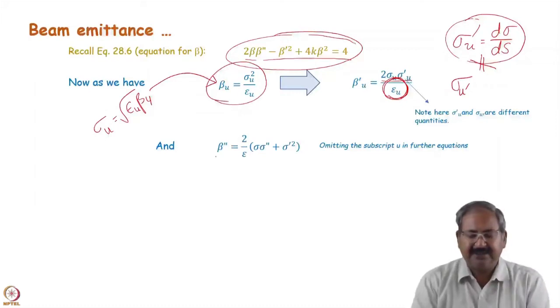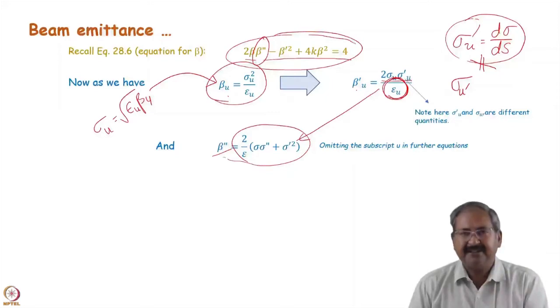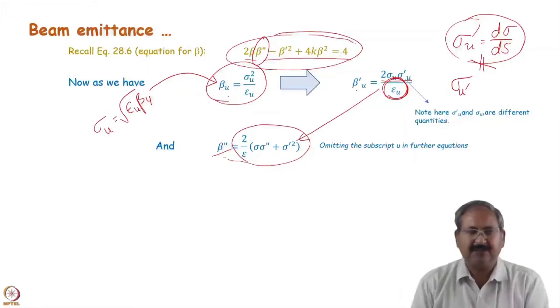So we again differentiate beta because we want beta double prime also in this equation. So we know now beta, beta prime, and beta prime will look like this. This is just the differentiation of this quantity. And here again, we are omitting the subscript u. Keep it in mind that this formulation is valid for horizontal as well as vertical. Only the thing is that when you are calculating for the horizontal plane, put the values correspondingly, meaning beta and emittance for the horizontal plane, and when you are calculating for the vertical plane, put the values of beta and emittance for the vertical plane.